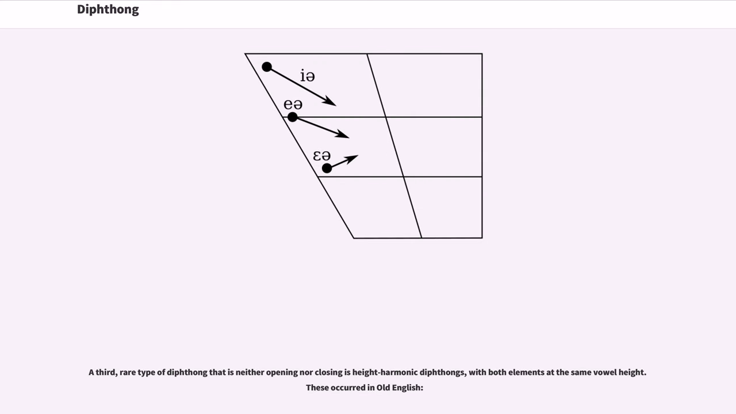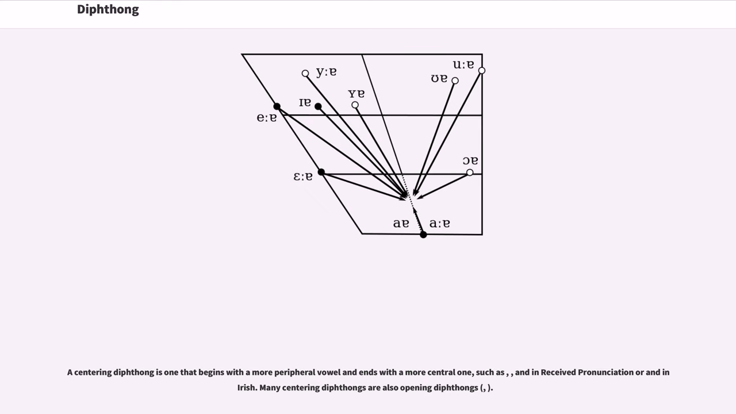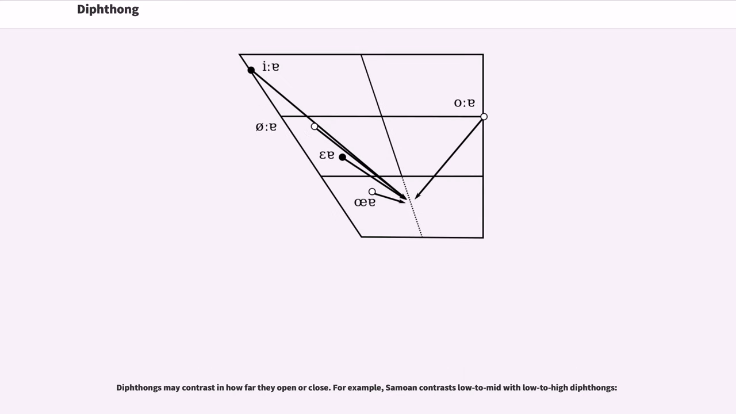A third, rare type of diphthong that is neither opening nor closing is harmonic diphthongs, with both elements at the same vowel height. Those occurred in Old English. A centering diphthong is one that begins with a more peripheral vowel and ends with a more central one, such as in received pronunciation or in Irish. Many centering diphthongs are also opening diphthongs. Diphthongs may contrast in how far they open or close. For example, Samoan contrasts low to mid with low to high diphthongs.